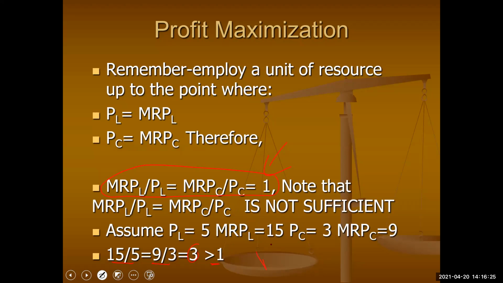What that means is I need to produce more. Why do I need to produce more? Look, if I hire a unit of labor, they produce $15 worth of revenue. They only cost me $5. If I can get 15 bucks of revenue and it only costs me $5, give me more. Capital, marginal revenue product of capital is 9. The price of capital is 3. I only have to pay them $3, but it provides $9 worth of revenue. Give me more.